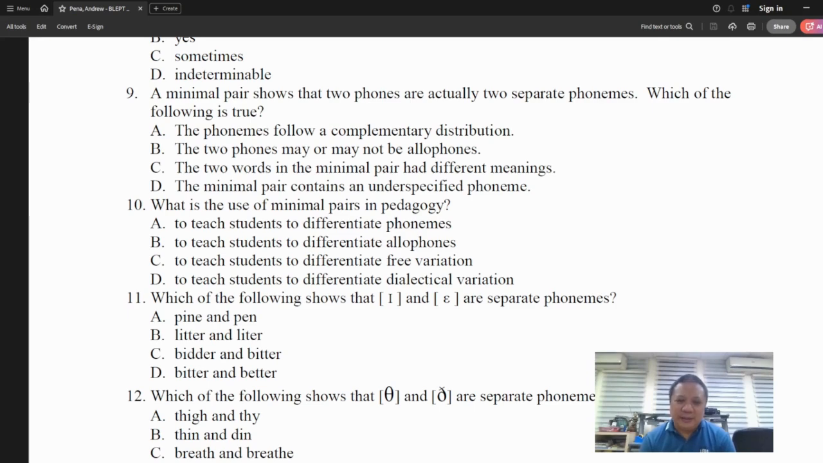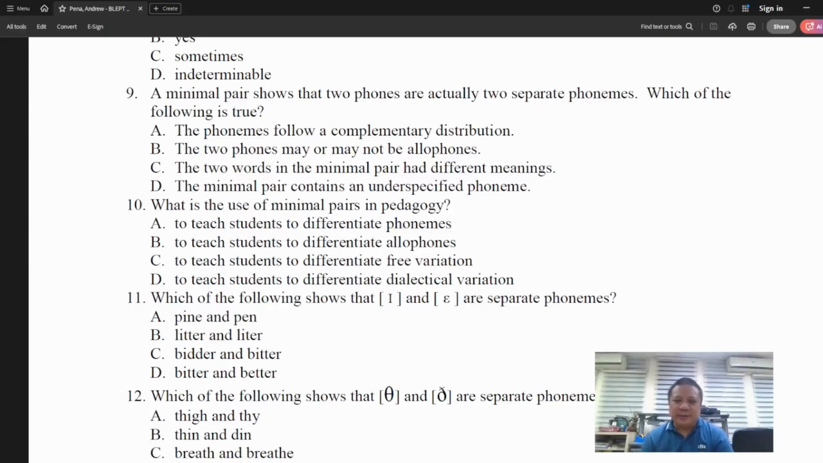Now, phonemes do not follow a complementary distribution. And it's clear in the minimal pair that they are not allophones, they are two separate phonemes. And in the minimal pair, it's no longer an underspecified phoneme, it's already a clear phoneme. Those are two separate phonemes now, as pronounced. So the answer is C. The two words in the minimal pair had different meanings.